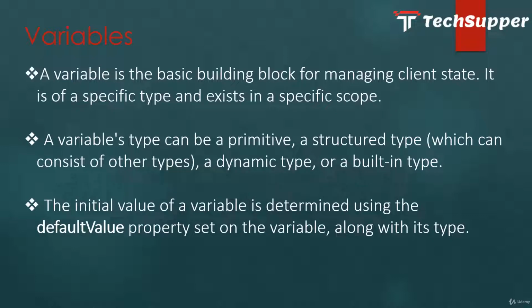The initial value of a variable is determined using the default value property set on the variable along with its type. If you create a variable inside the VBCS application and want to initialize the default value, there's a default value property on each and every variable which you can use to initialize it, and you can use it wherever you want.